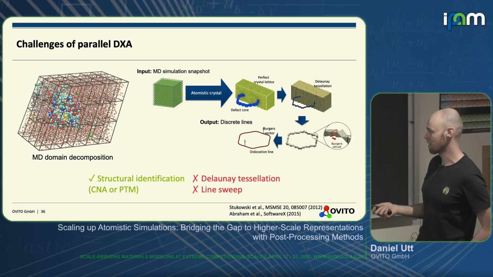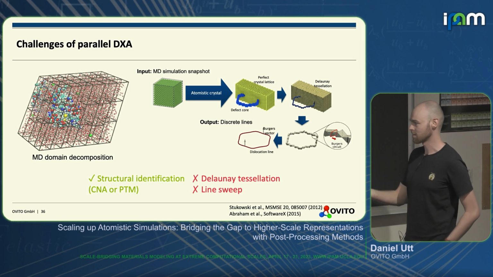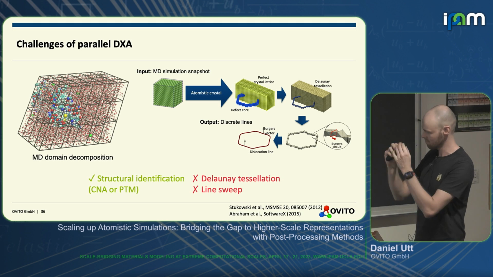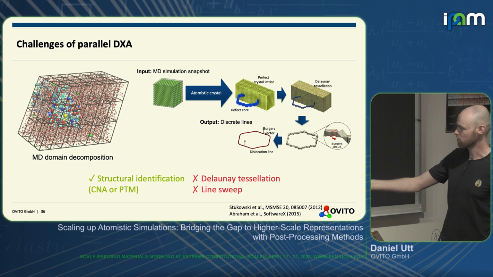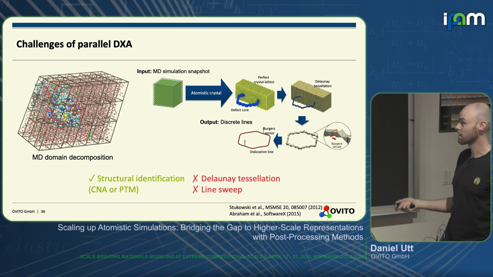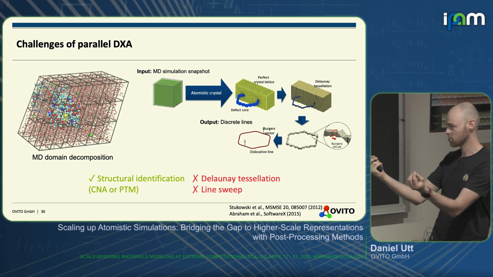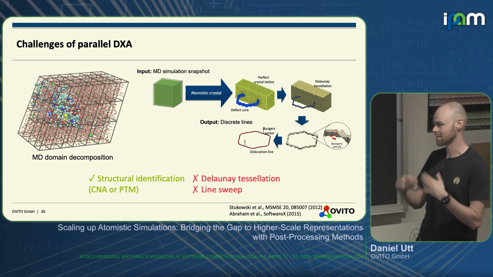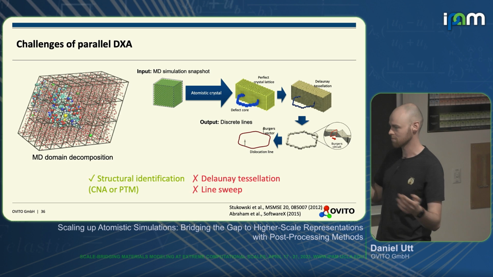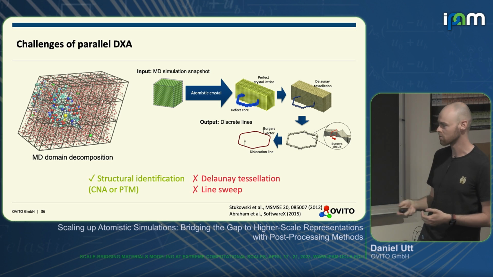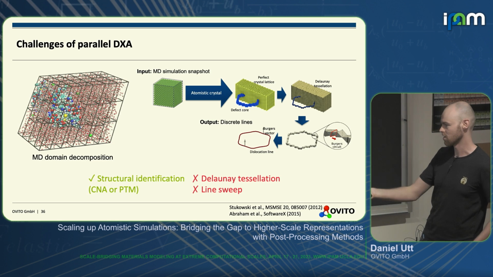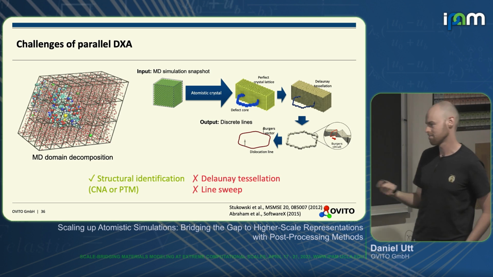Then there's the third step in DXA, which is the line tracing. Once we have found our defect meshes or our dislocation cores, we have to construct a Burgers circuit and then move that Burgers circuit along the whole mesh to construct the full line. If you have to move something along a range that possibly crosses one or more domain boundaries, you have to communicate and synchronize those. So this is also currently not parallelizable.